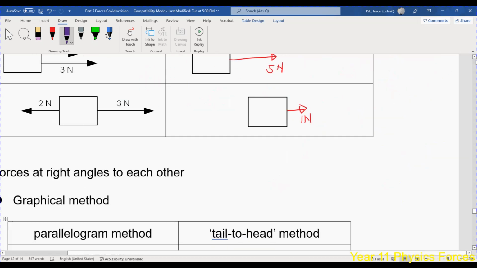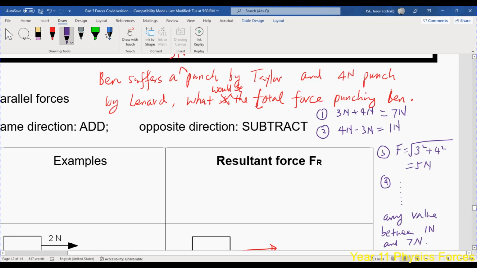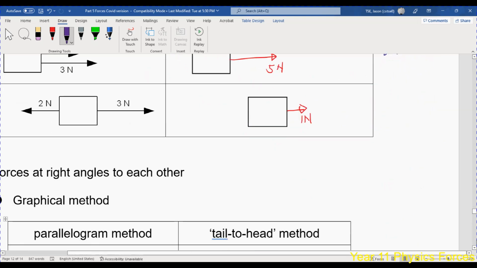And in the end, I would like to tell you that any value between 1 Newton and 7 Newton is possible. So that means the minimum force that Ben in the end can receive is 1 Newton, and the maximum is 7, but any value from 1 to 7 is possible, right? That's it.